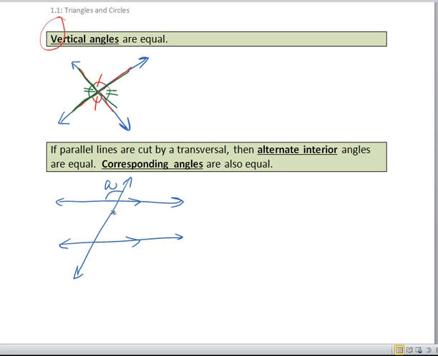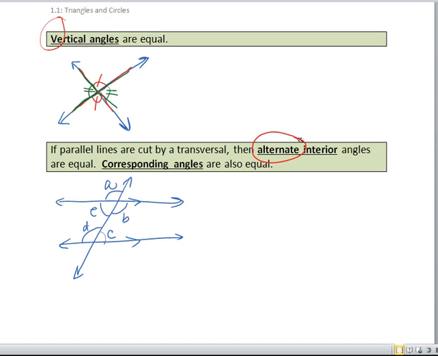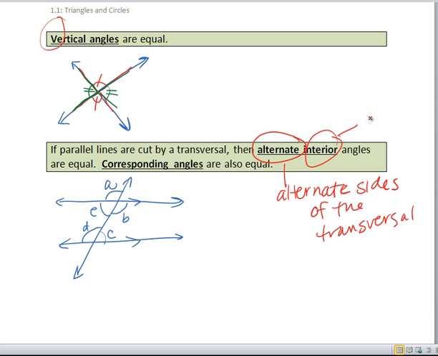What I want to do is give you some angles here. That'll be angle A. This will be angle B. Here I have C, D and E. And I think that's enough for now. Okay, so let's pick apart these names, and let me use a red pen for alternate interior. Alternate just means alternate sides of the transversal, and interior meaning inside the parallel lines.